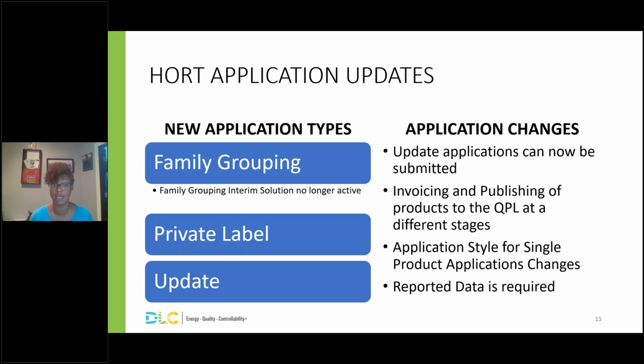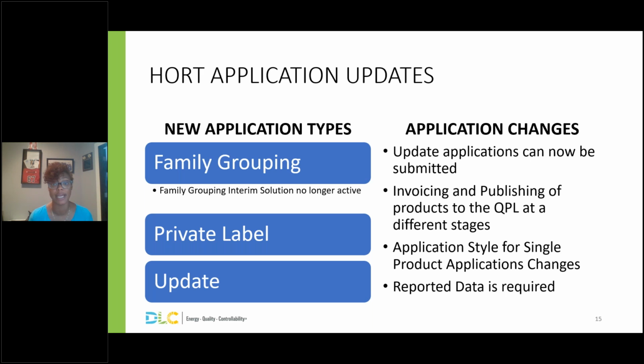So once again, we have the three application types. Family grouping: note that at one point in time, there was an interim solution that was activated that required you to email information to the DLC. That interim solution is no longer active, and you can now submit all family grouping applications through the application portal. You as well can submit private labeling updates, as I specified in the earlier slide.